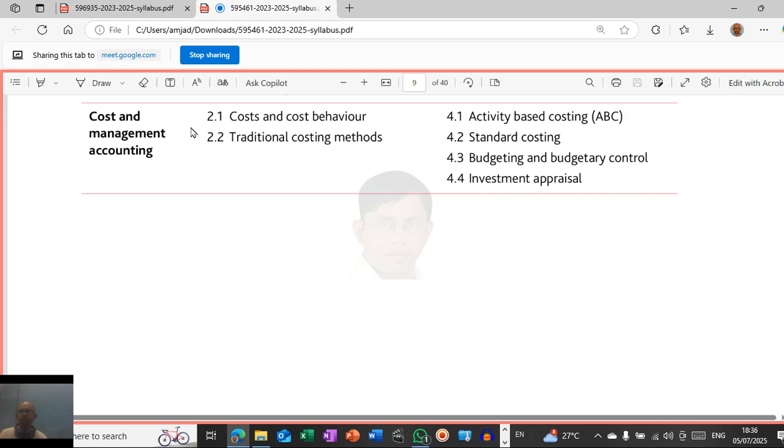Cost and management accounting: cost and cost behavior, traditional costing methods, and for A level, advanced activity based costing (ABC). Then standard costing, budgeting and budgetary control, and investment appraisal. Now let us have a brief overview of the detailed syllabus.